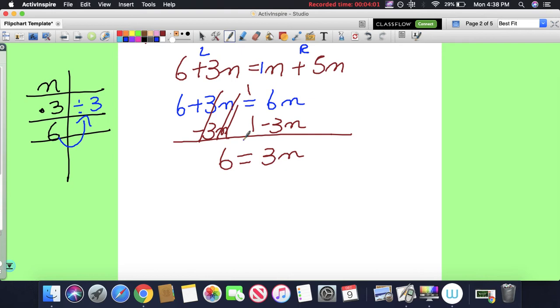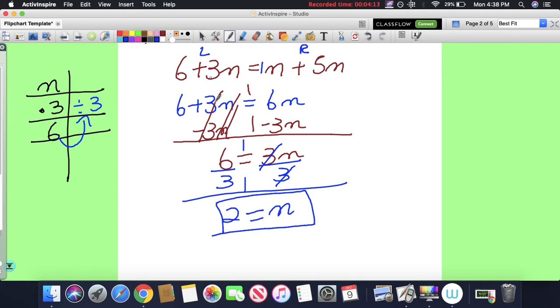So again, I'm going to take the right side and divide it by 3. I'm going to take the left side and divide by 3. 3 divided by 3 is just 1, or we just get n. 6 divided by 3 is 2. So apparently n, if we put it back in our equation, will make the left side equal the right side.